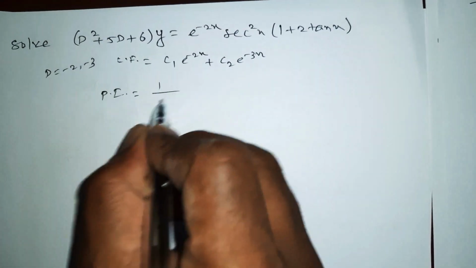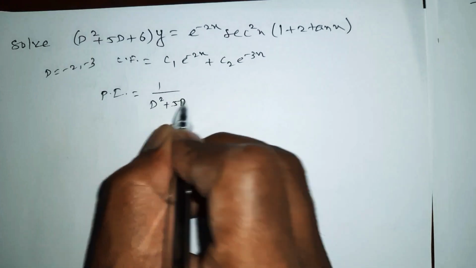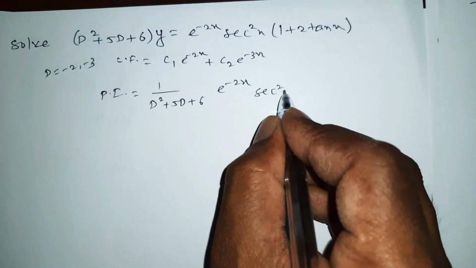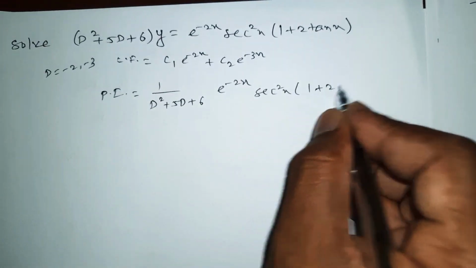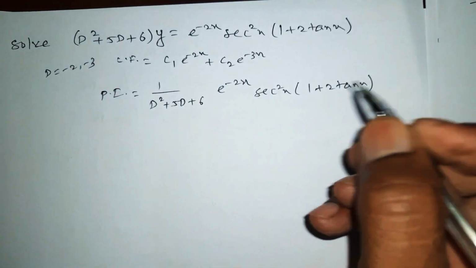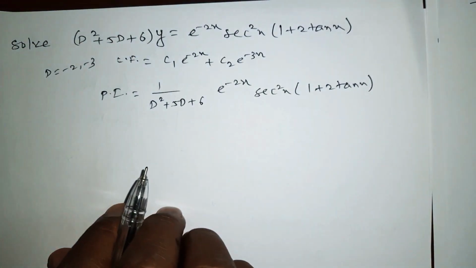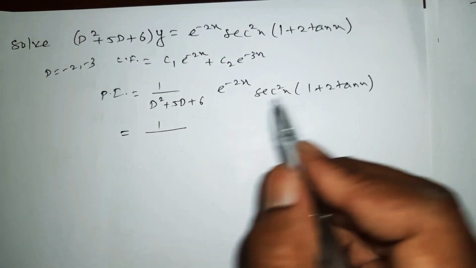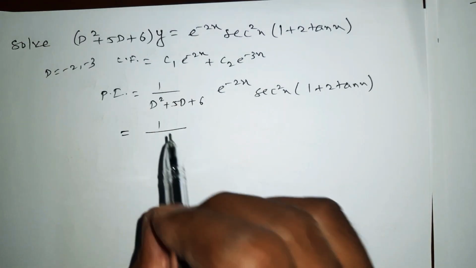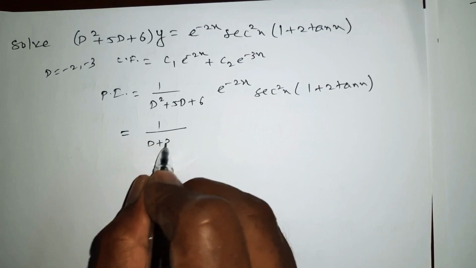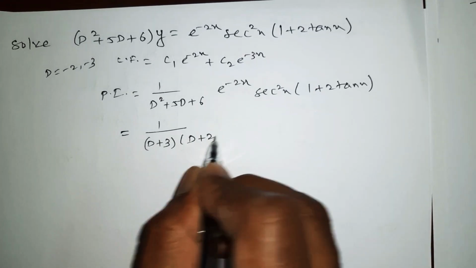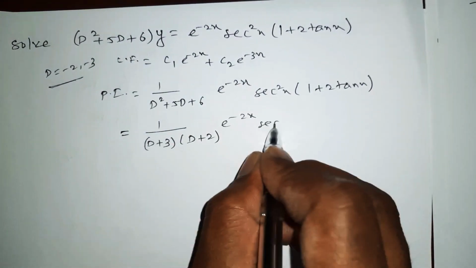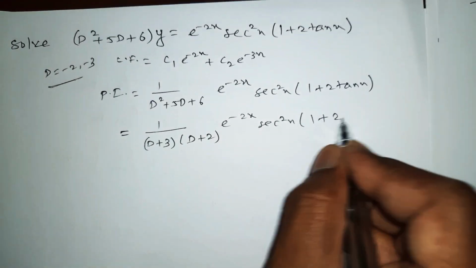Particular integral is equal to 1 upon D square plus 5D plus 6 operating on e raised to minus 2x into secant square x in bracket 1 plus 2 tan x. Because for sec or tan we do not have shortcut formulae, we are going to use our general method. So I can write D plus 3 and D plus 2, operating on e raised to minus 2x secant square x in bracket 1 plus 2 tan x.